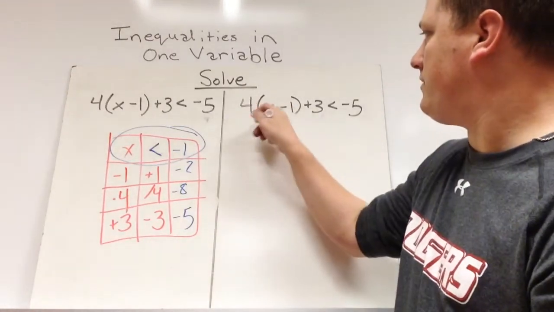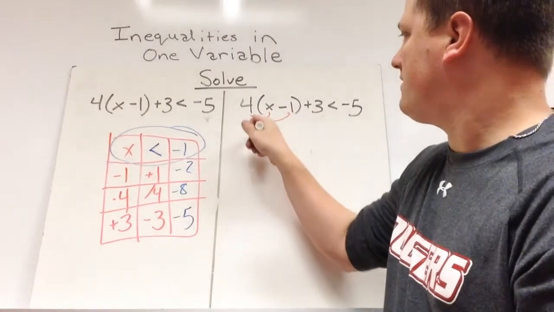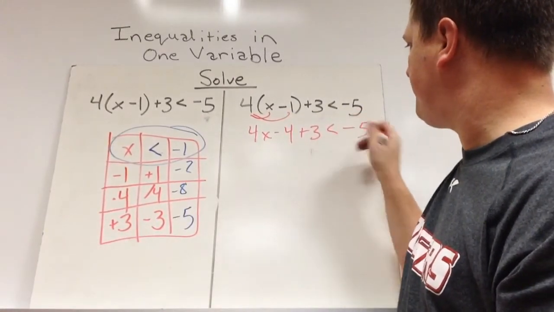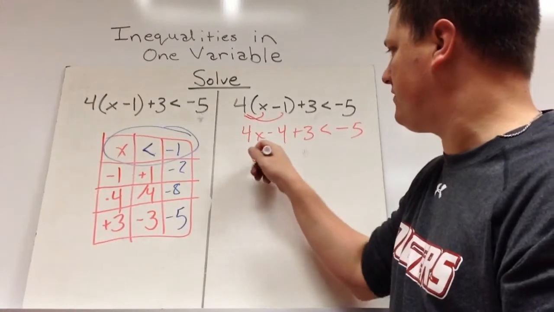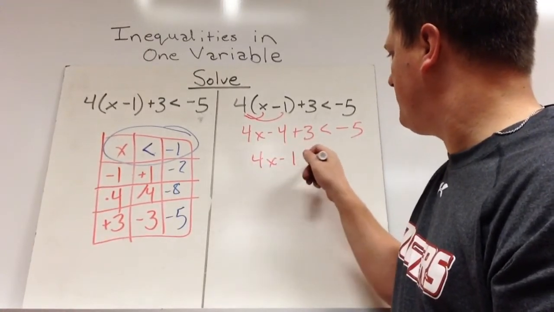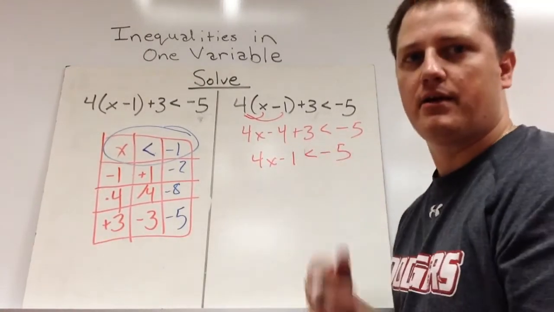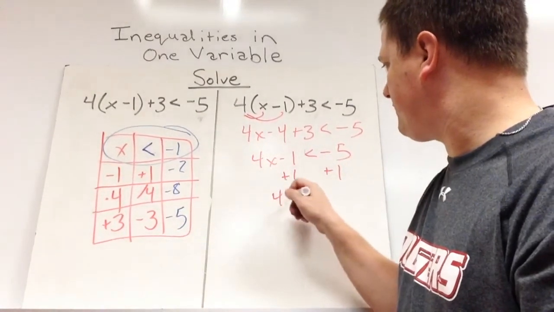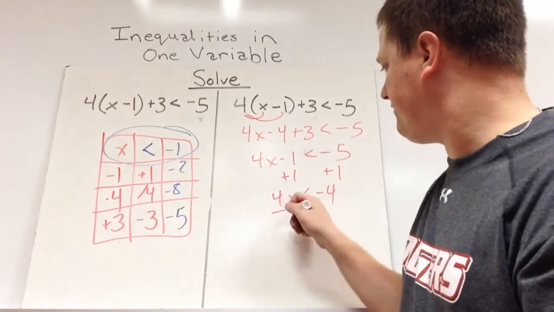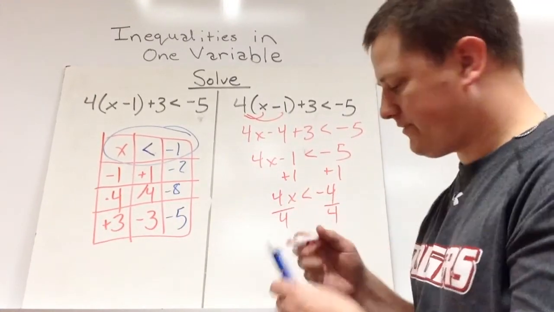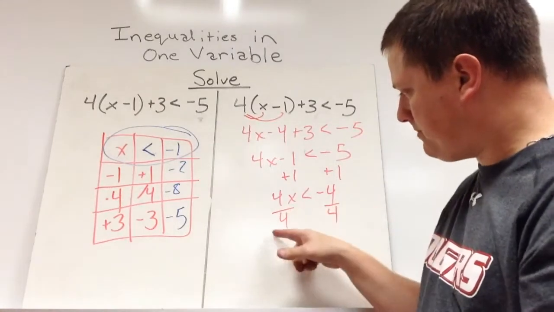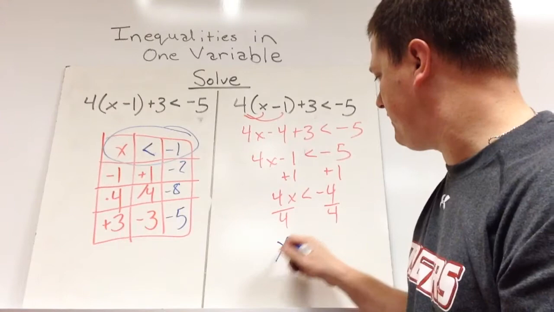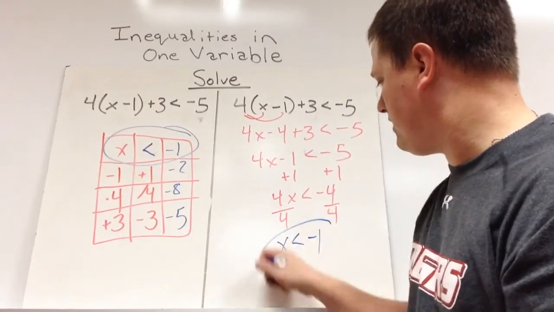Okay, let's look at this for the balance method. So this time we're going to distribute: 4x minus 4 plus 3 less than negative 5. Combine our like terms, 4x minus 1 less than negative 5. Okay, add 1 to both sides. 4x less than negative 4, divide by 4. Again, we're dividing by a number, but because it's a positive number, we don't do anything to the symbol. We get x is less than negative 1.